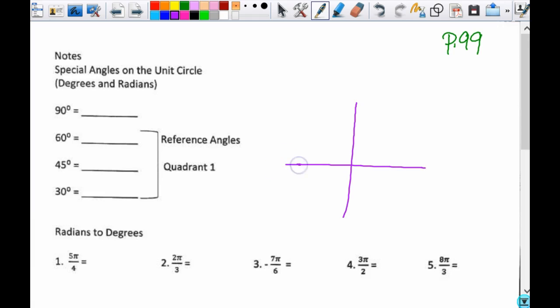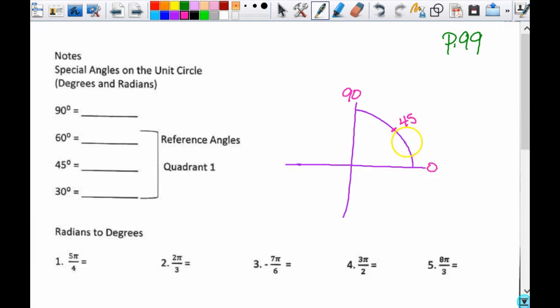We're only worried about the first quadrant. If you can get the first quadrant down, you can do the rest, piece of cake. So I'm only going to draw about a quarter of the circle anyway. We know that this is 0, right? This is 90. Halfway between 0 and 90 is what? 45.